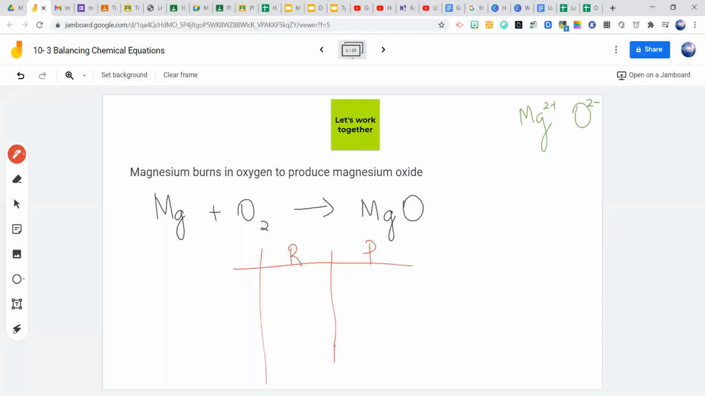In my extreme left column, I'm going to write all the atoms present. So right now I have magnesium and oxygen present. So I'm going to count them up now. How many magnesium on the reactant side? How many on the product side? So let's go. On my reactant side, I only see 1 magnesium. So I write the number 1 here. On my product side, I see 1 magnesium again. So I write 1.